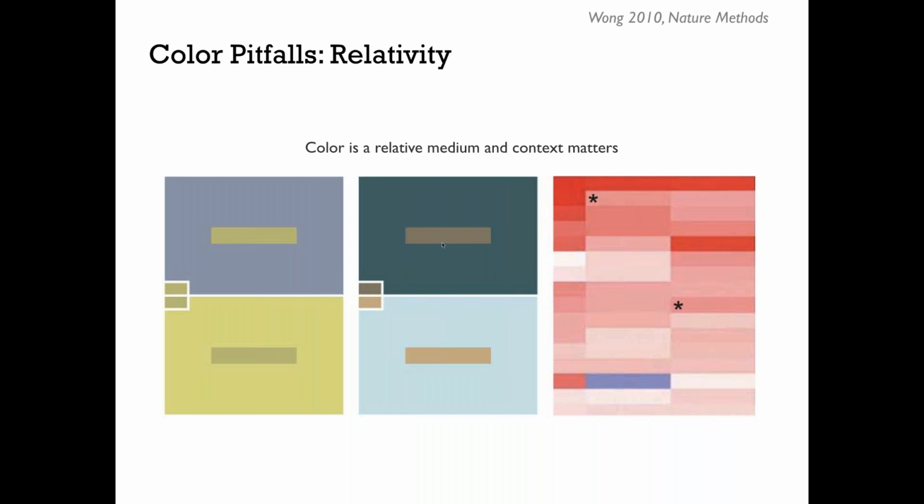Both rectangles, the higher one and the lower one, look the same, but when you put them next to each other, you see they're not the same. And we can do the opposite. We can take two identical colors and make them look different by changing the background color.